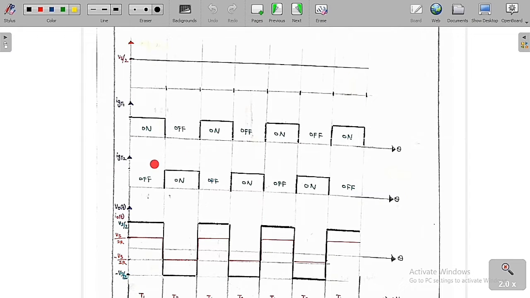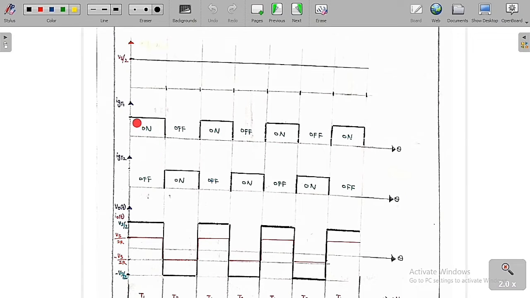Now we are going to turn on the thyristors T1 and T2 in a complementary fashion. If one is on, the other is off. If T1 is on, T2 is off. If T1 is off, T2 is on. This is the way we are going to operate the thyristors.